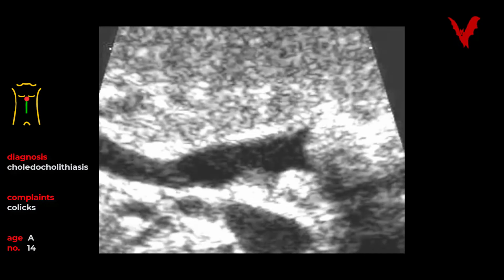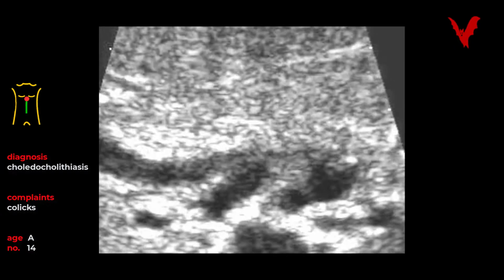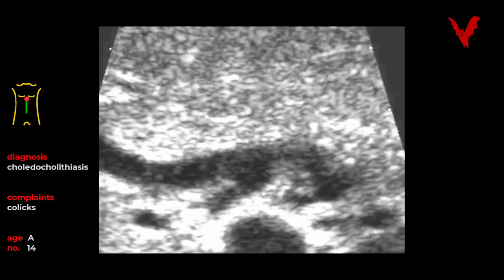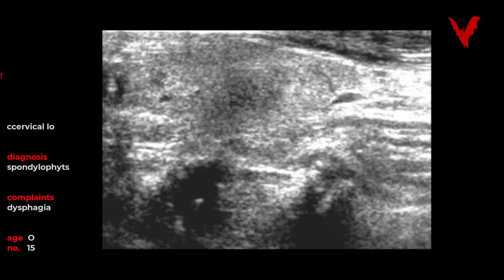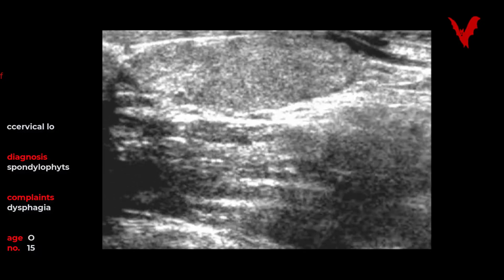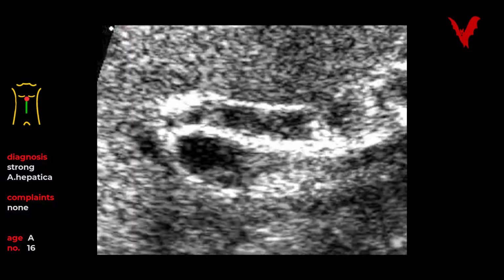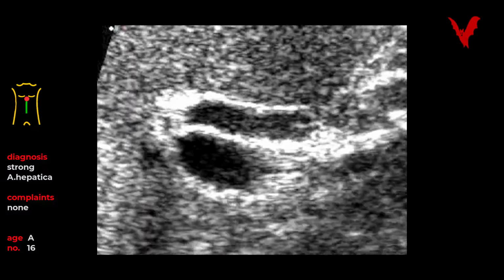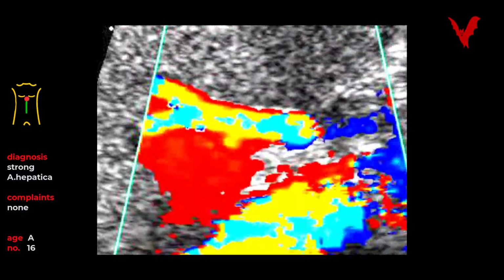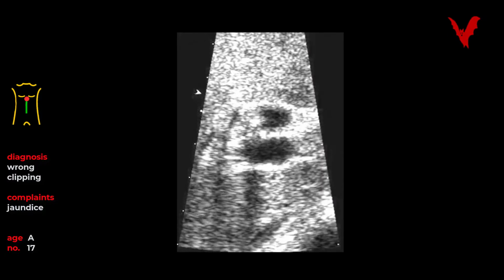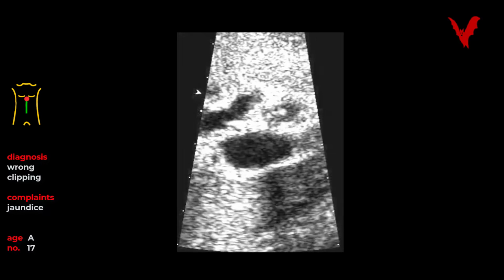Symptomatic bile duct stones in figure 14. Please note the distended cystic stump. In figure 15, US reveals spondylophytes as the reason for the dysphagia. The hepatic artery is mimicking a colitis in cirrhosis with hyperperfusion, here shown in figure 16. In case number 17, too strict clipping led here to jaundice.